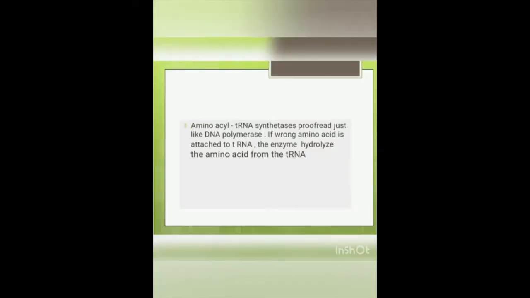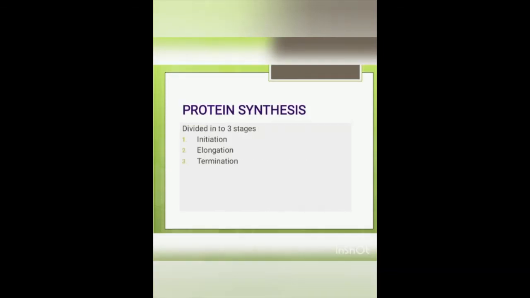Aminoacyl-tRNA synthetase has the same role as the DNA polymerase, which has the quality of proofreading. If a wrong amino acid is attached to the tRNA, it will proofread. Protein synthesis is divided into 3 stages: initiation, elongation, and termination.